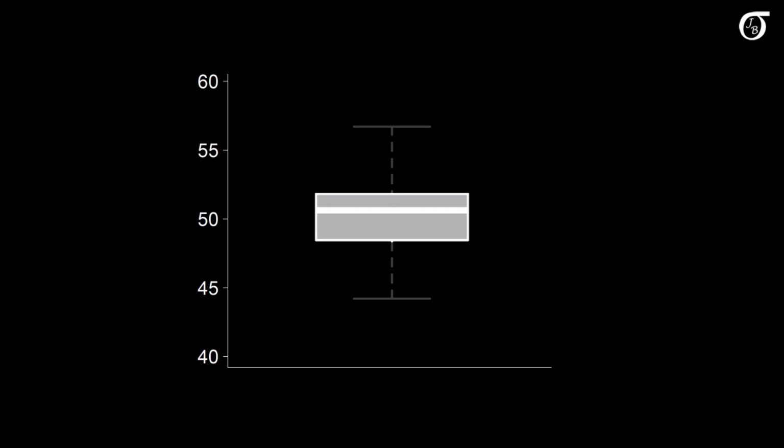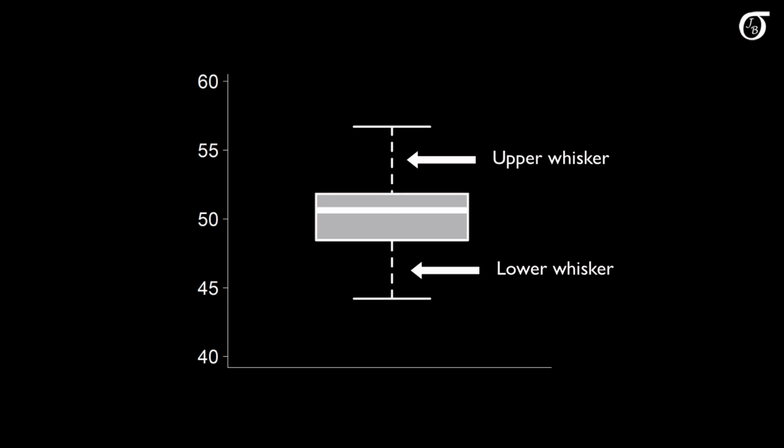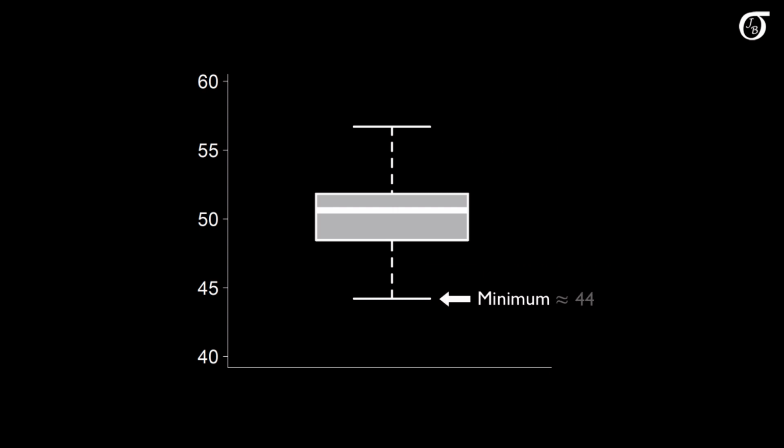If there are no extreme values, sometimes called outliers, then the whiskers extend from the box to the largest and smallest observations. More on outliers in a minute. So here's the minimum, right around 44 or so. And here's the maximum, right around 57. Done and done. That's a box plot.